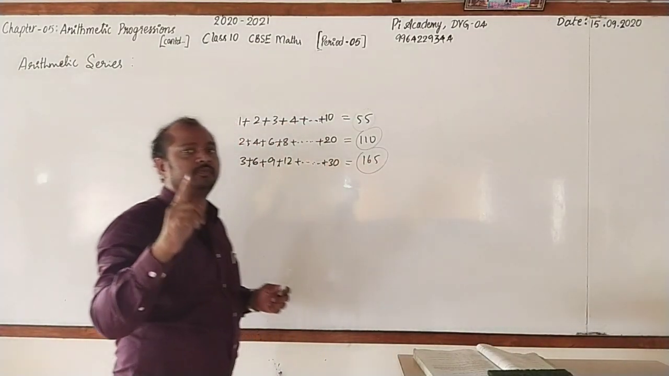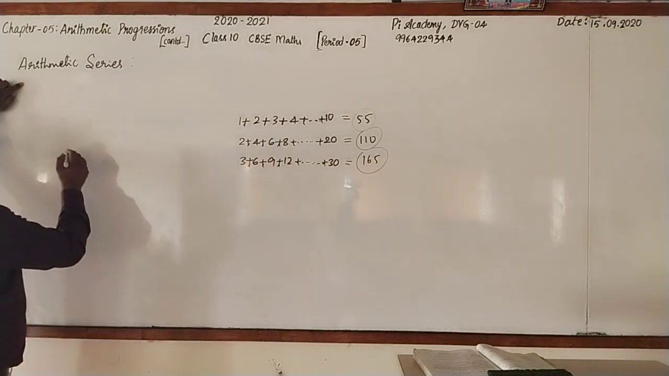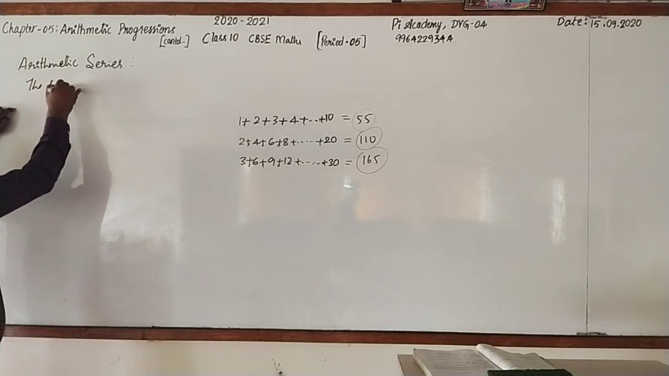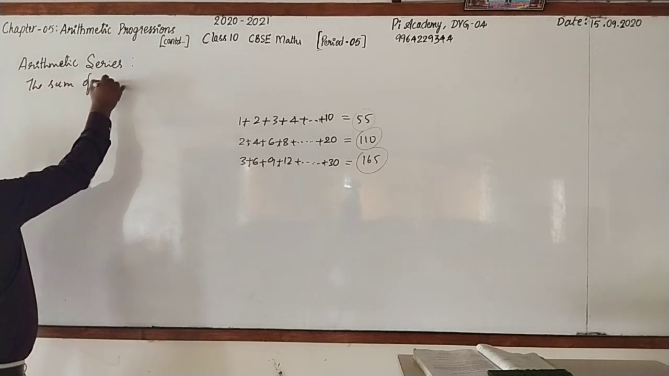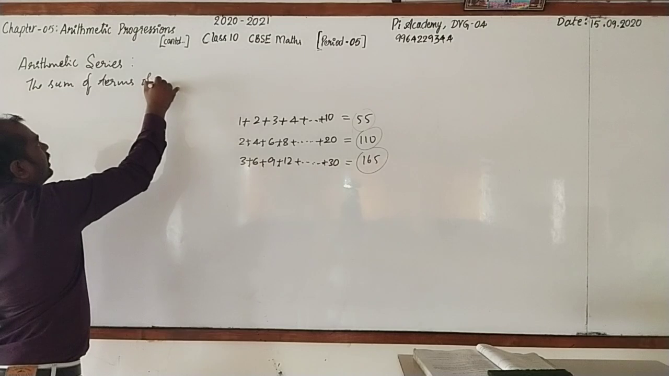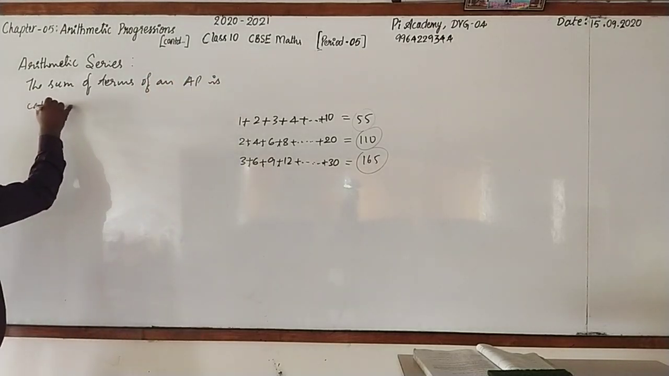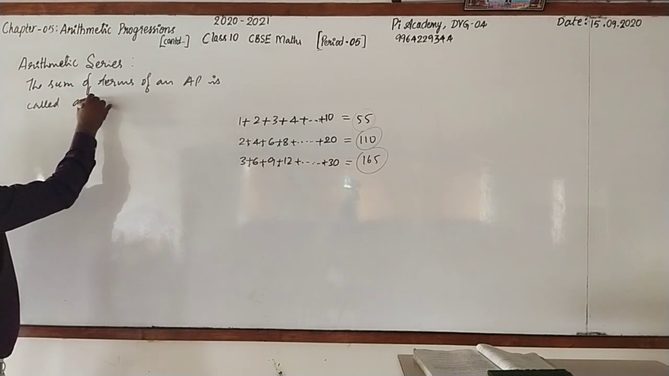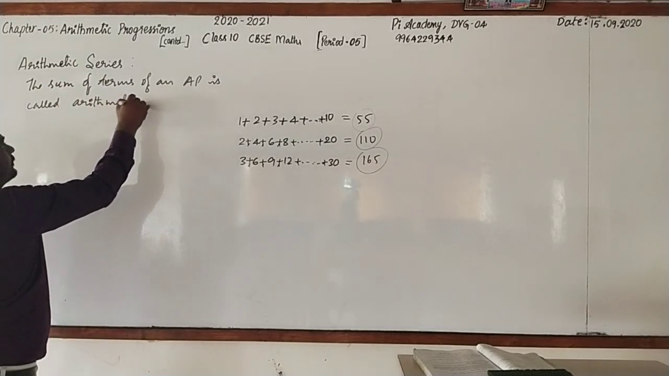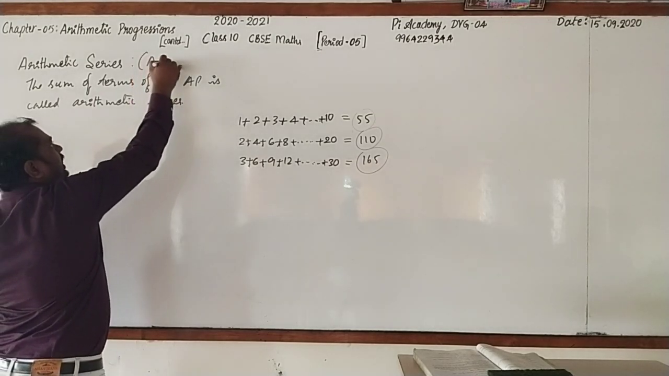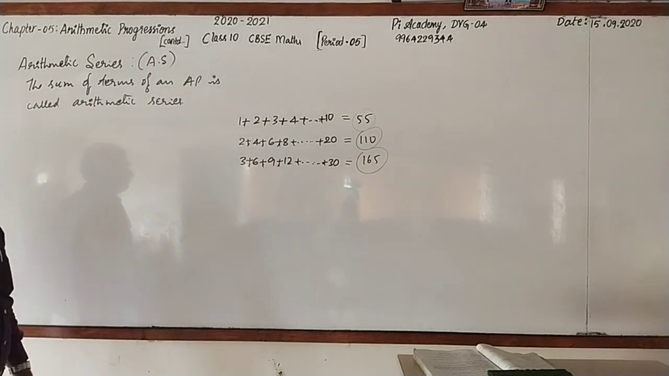The sum of terms of an AP is called arithmetic series. Here I write: the sum of terms of an AP is called arithmetic series, and is abbreviated as AS.